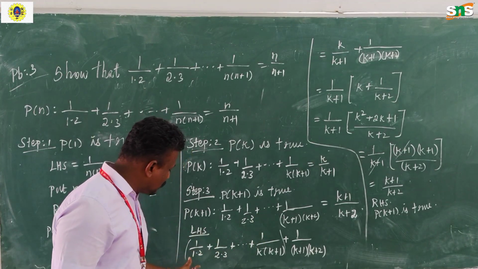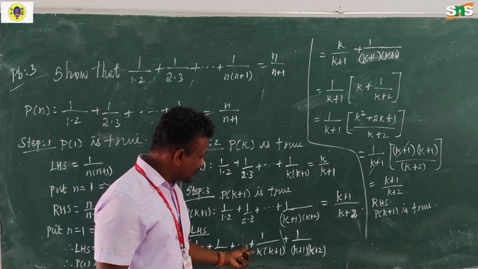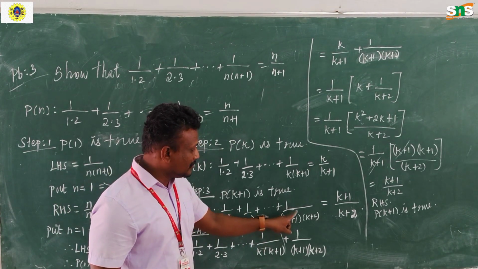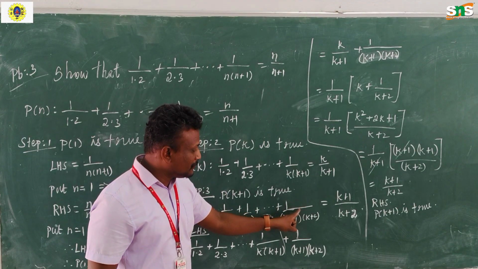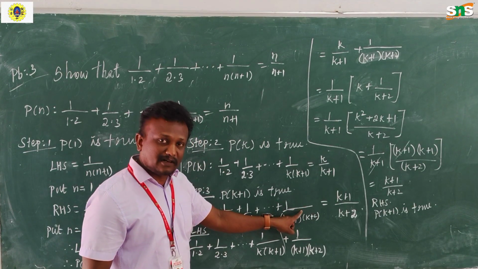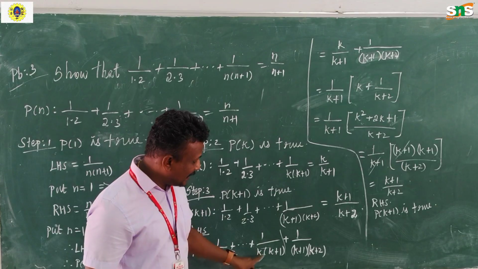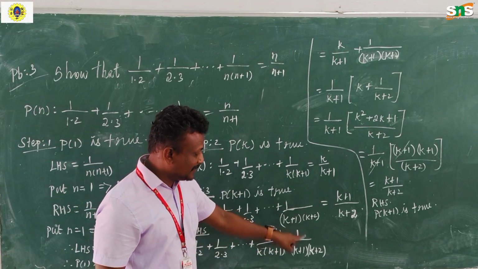So 1 by 1.2 plus 1 by 2.3 plus etc., plus the term before this last term, which is 1 by k into k plus 1. Then write the last term.